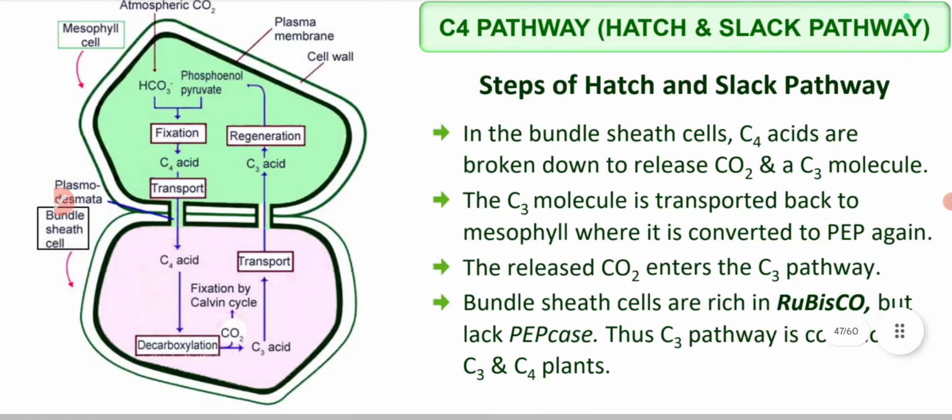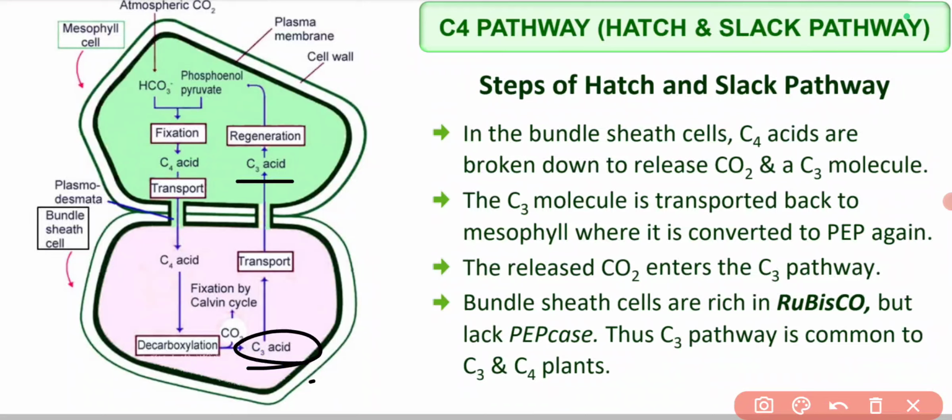Next, in bundle sheath cells, C4 acids are broken down to release CO2 and a C3 molecule. C4 acid is broken down by the process of decarboxylation, CO2 is released, and C3 acids are produced. The C3 molecule is transported back to the mesophyll cells, where it is converted to PEP again. It is regenerated into phosphoenolpyruvate.